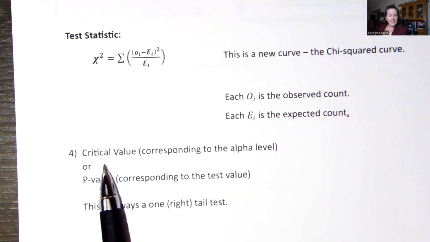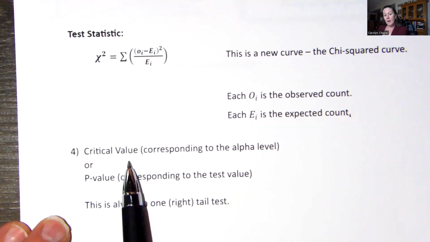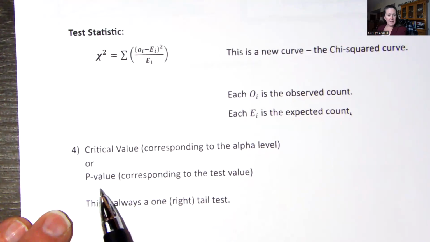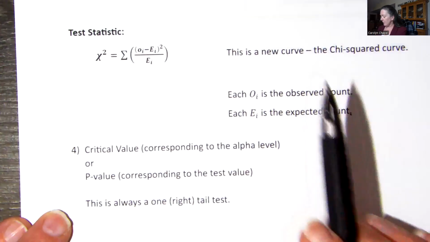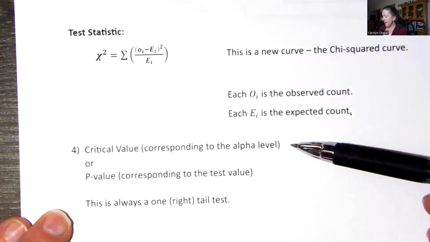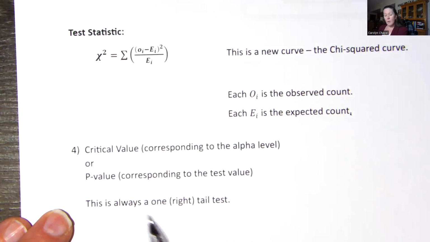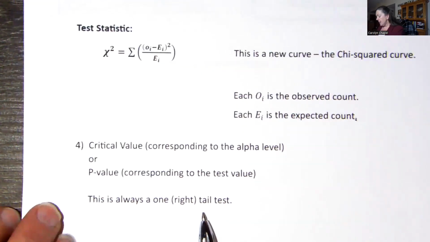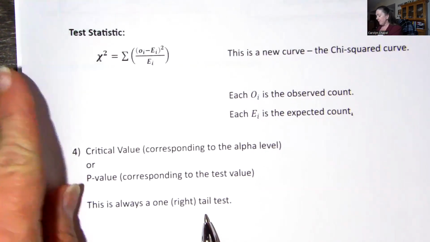Step 4 is to find those critical values, which will correspond to the alpha level, or of course to find that p-value which corresponds to the test value. Again, similar, but since we're dealing with a new curve, we will be looking at a new table. This is always a right tail test, and we'll see that in just a minute looking at the pictures, what that's going to look like. So before we go to that step 5, which we all know what that is, we're going to look a little bit more at that curve.